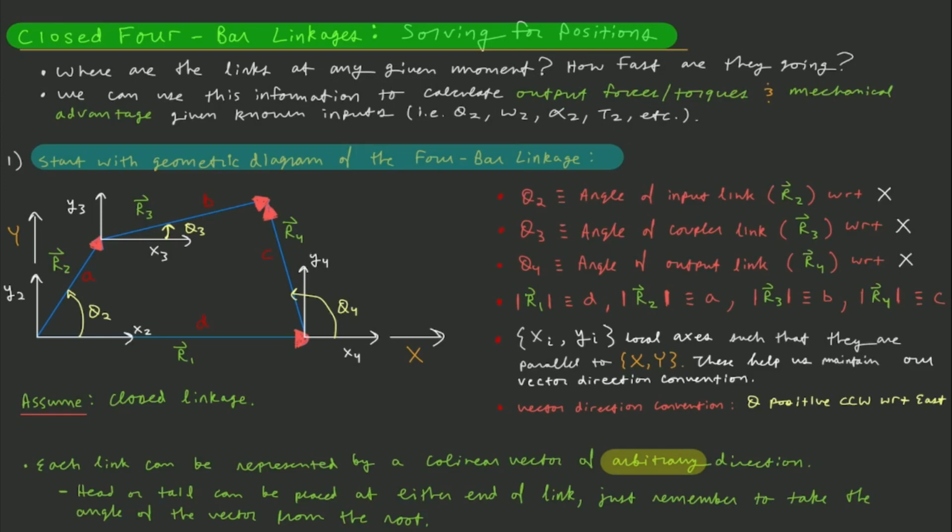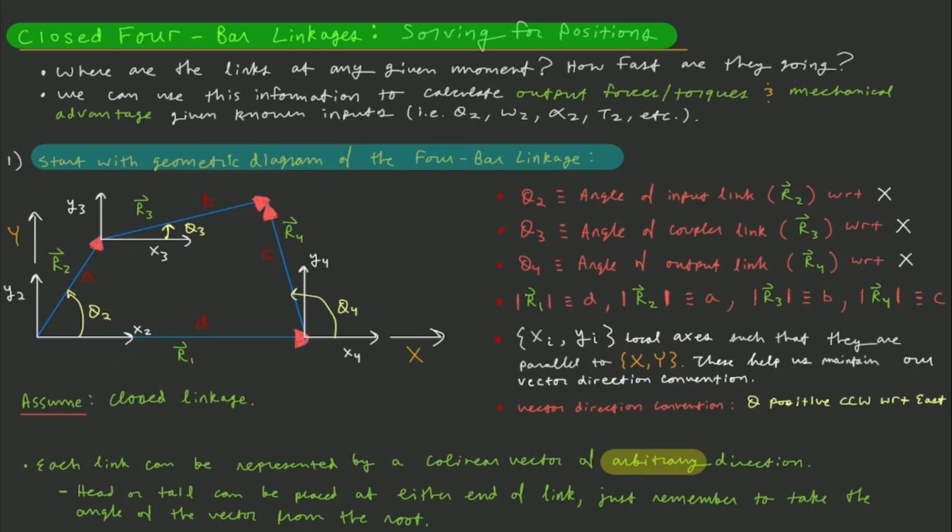Okay, so in this video, we're going to be deriving the position equations for a 4-bar linkage. To start, what we really want to find out with these equations is where the links are at any given moment and how fast they are going. That information is useful because you can use it to derive output forces, output torques, mechanical advantages, etc.